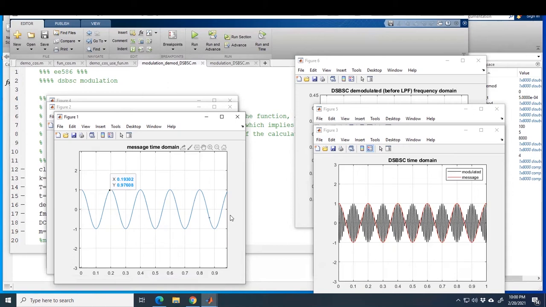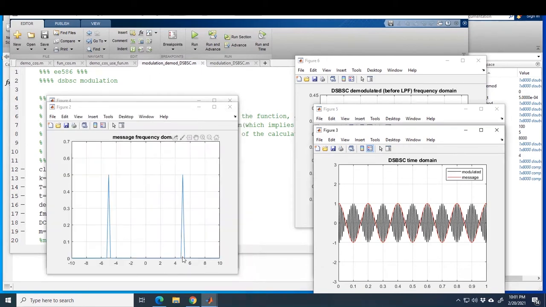If we take the Fourier transform of this cosine signal, we should have two spikes sitting at 5 and minus 5. The magnitude should be half for those delta functions. You can see here, this is 5 and minus 5, the magnitude is 0.5. This is the frequency domain for the message.